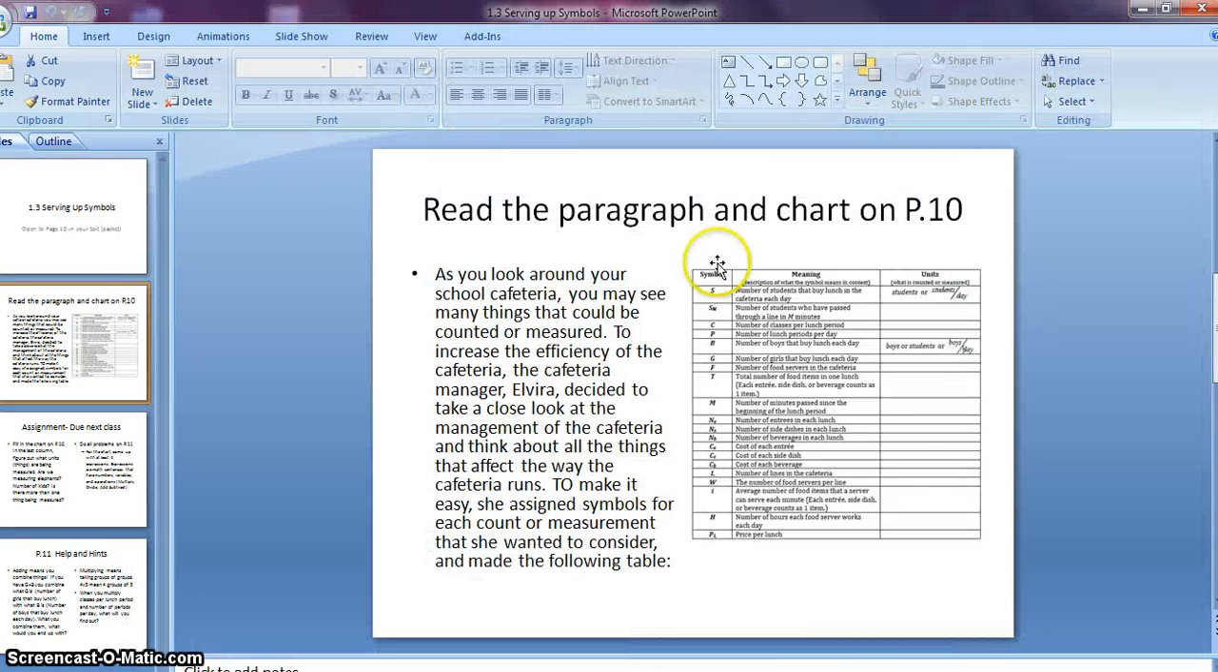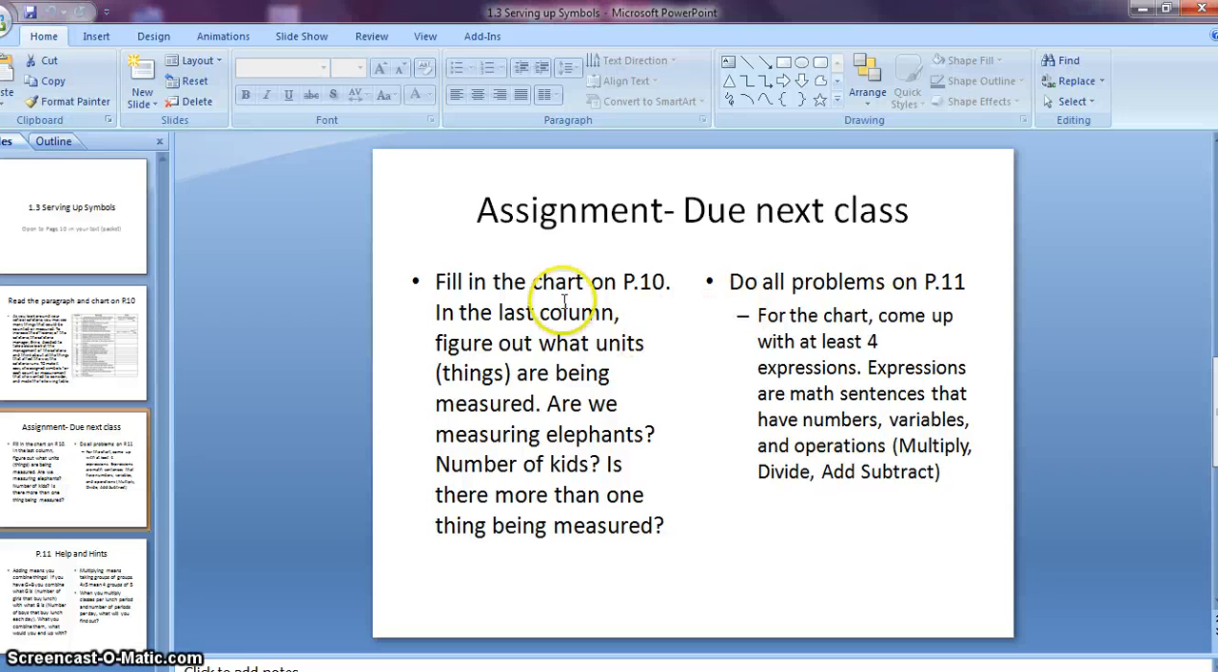The second part of your assignment is due next class. So first you fill out the chart on page 10. I will be checking that. I'll also be collecting today's homework tomorrow. The second part is on page 11. I think I'm going to change this a little bit. For this class, I want you to do numbers 1 and 2.